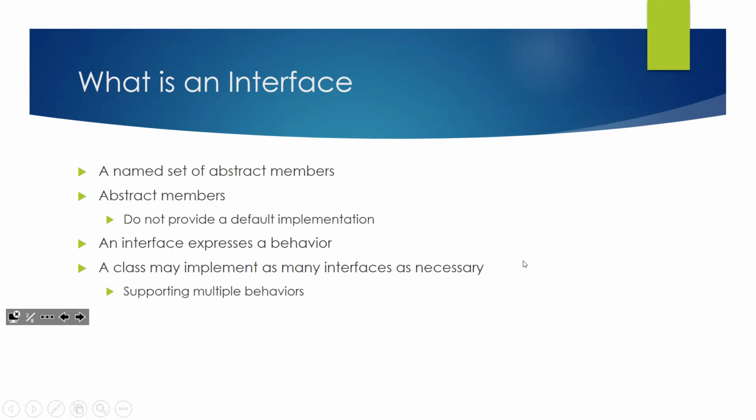So what is an interface? It's a named set of abstract members. Well, what does that mean? An abstract member, from our book, is just referring to methods that use the abstract keyword, those methods that aren't fully implemented, that don't have a body. Those are abstract members. So abstract members don't provide a default implementation.